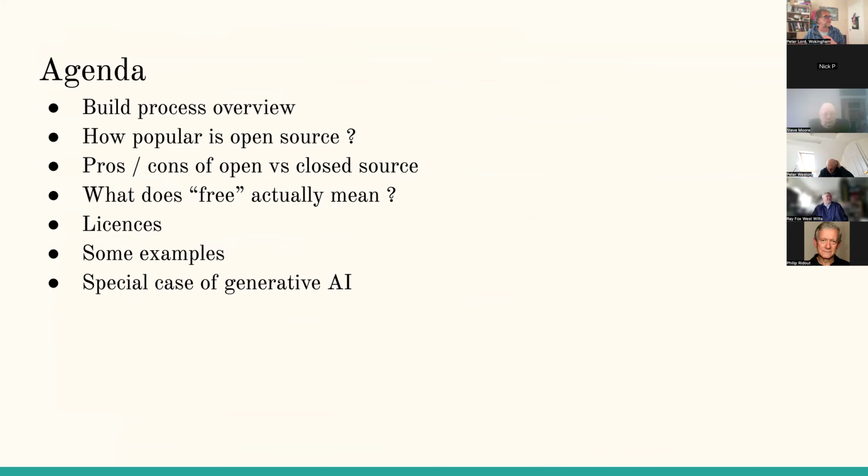Some pros and cons, of course. I'm sure you've got your own thoughts on that. A discussion of what free actually means, licenses, a few examples, and a bit of a special case about generative AI, because they seem to have warped the idea of what open source means a bit.